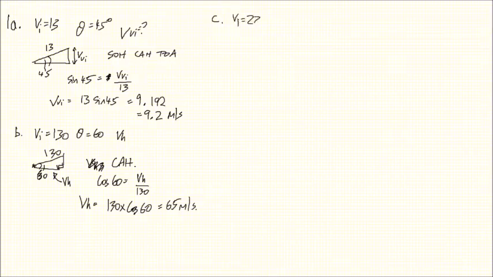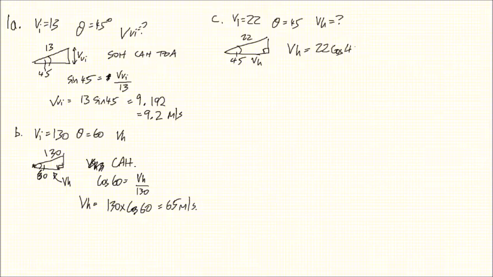Question C. In this case, we're again given the total velocity, 22 meters per second, and the angle, 45 degrees. What is VH? Very similar data to the first question. This time though we're solving for the adjacent side again. So it's just another opportunity to use SOHCAHTOA and realize that it's the CAH, so cosine of the angle.